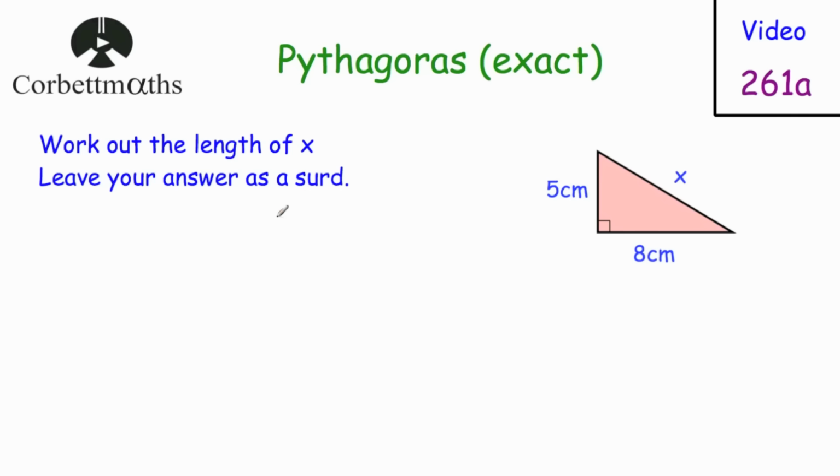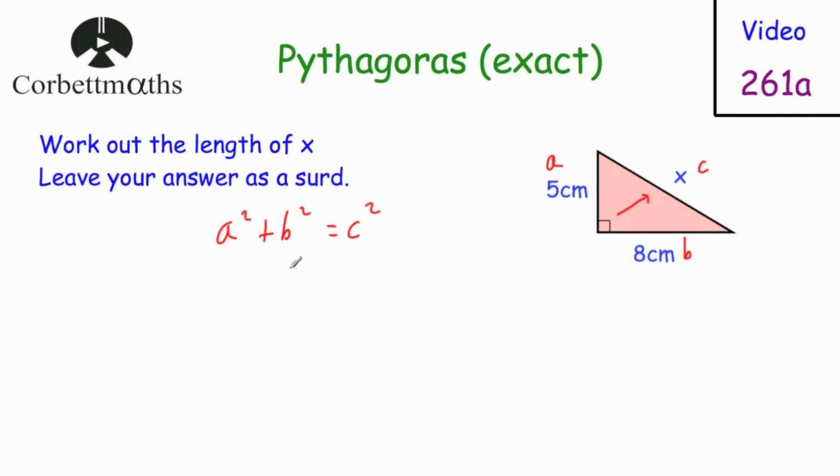So let's label our sides. Pythagoras' theorem is a squared plus b squared equals c squared, where a and b are the two shorter sides, so let's label them a and b. And c is the length of the hypotenuse, which is the side opposite the right angle, so this would be our c.